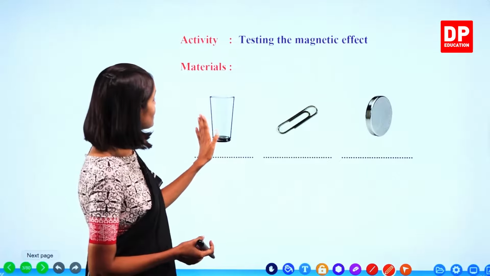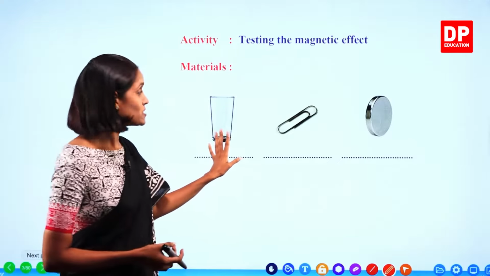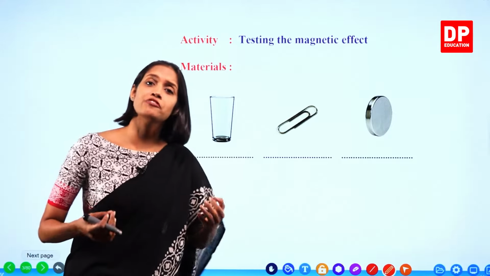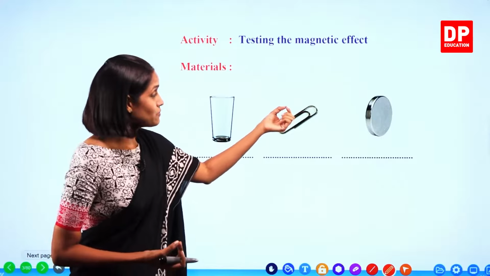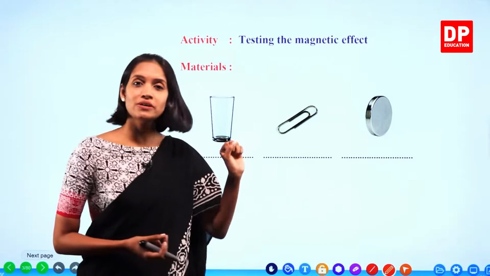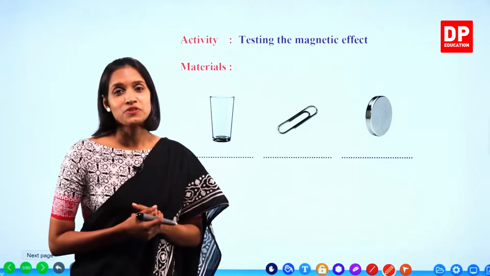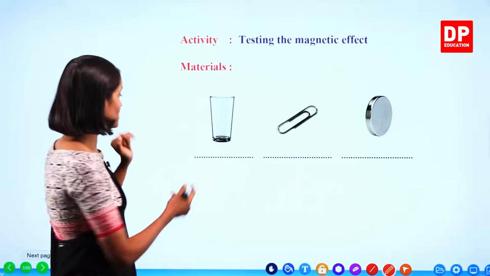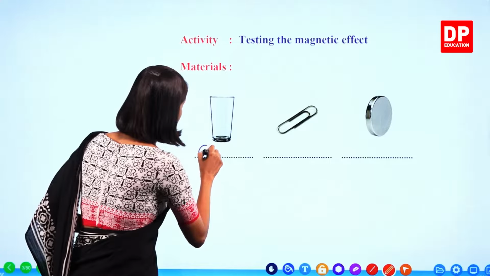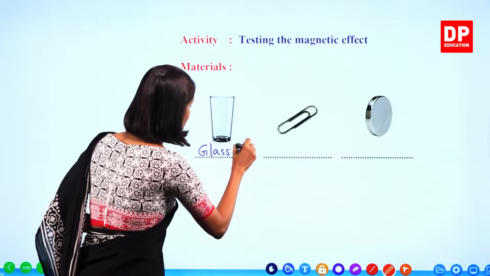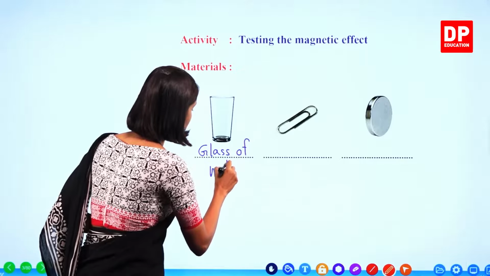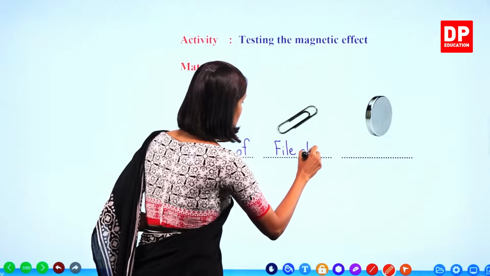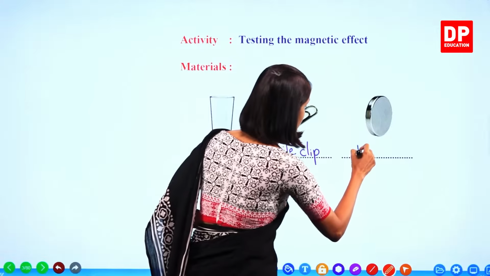Okay? So we need a glass of water, a file clip and a small magnet. You can take a magnet from, some of you have fridge magnets, some of you have magnetic toys. So you can remove a small magnet from one of those types of materials. So let's see how to do this activity. First of all, we are going to write what we need. As I told you, glass of water, file clip, and you need a small magnet.